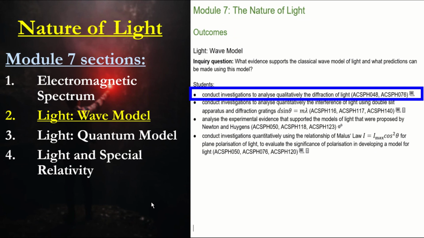So let's just quickly recap what we did today. We firstly looked at the wave model of light by conducting some investigations qualitatively on the diffraction of light. We talked about how if you want to increase the diffraction pattern, you have to increase the wavelength or decrease the slit width. And we also looked at how diffraction causes interference. Generally speaking, if you have diffraction, you will get interference.